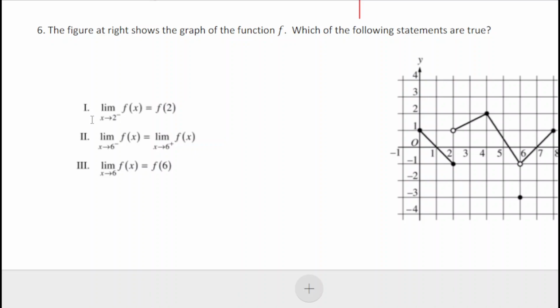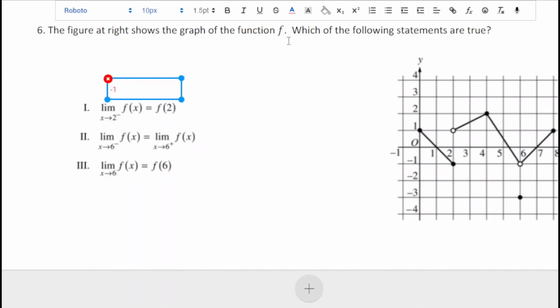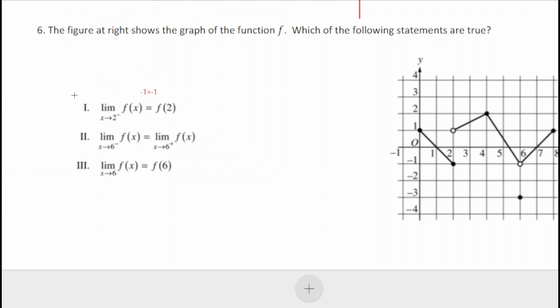For the first one, it says the limit as x approaches 2 from the left. So if we approach 2 from the left, we can see that the limit is approaching -1. Okay, so this one's -1, and f of 2 is also -1. That's where the point is filled in, where we get that closed circle. So this one works. This one is going to be a true statement.